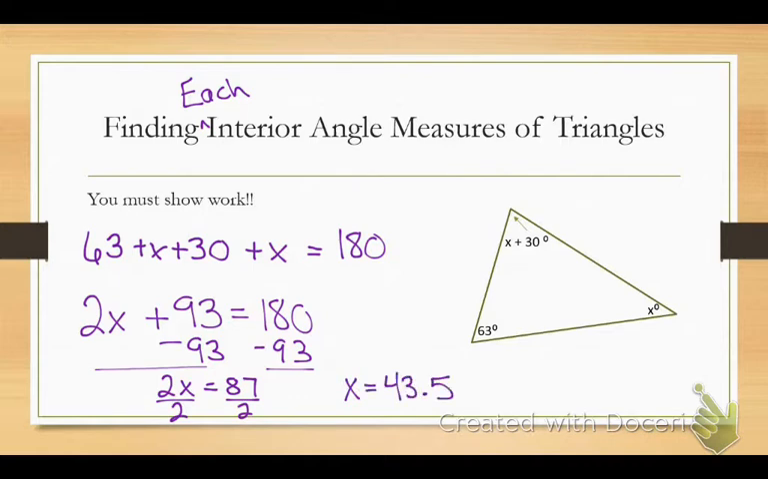Okay? But we just talked about the fact that this is not my answer. Now, what do I do with this value? Allie? Yes, very good. I come back here. It's this one. So I know, based on that information, it's 63 degrees and 43 and a half degrees. But what do I have to do to this top one? Add 30. What do you get?